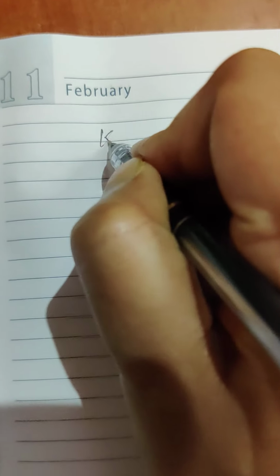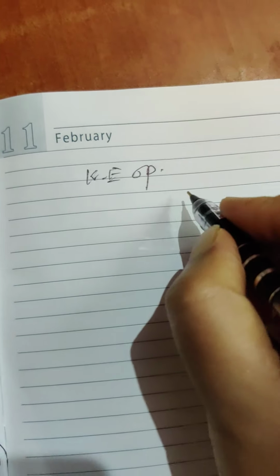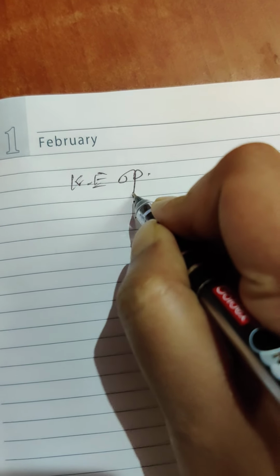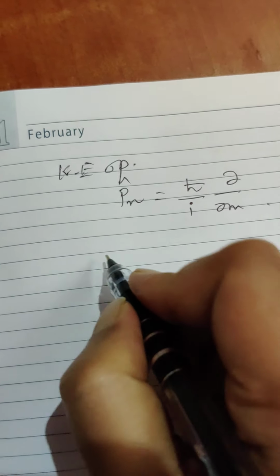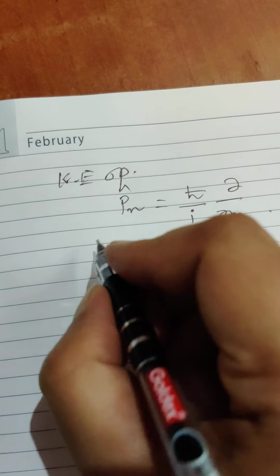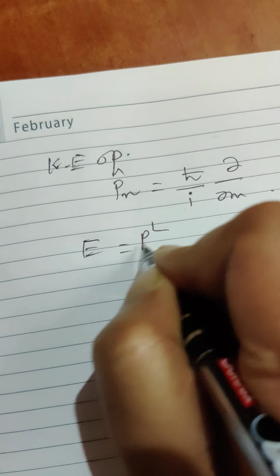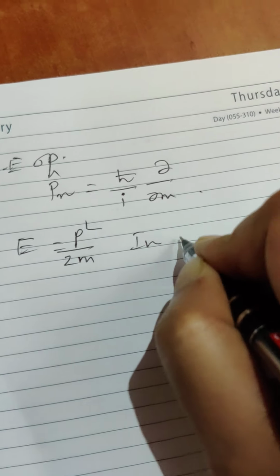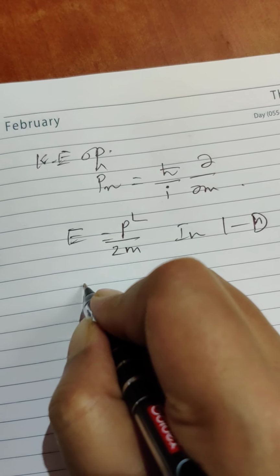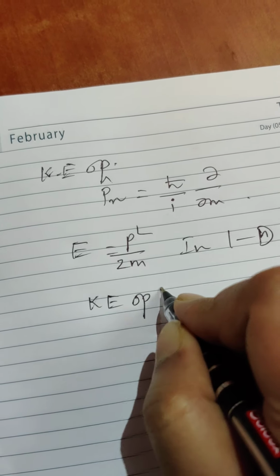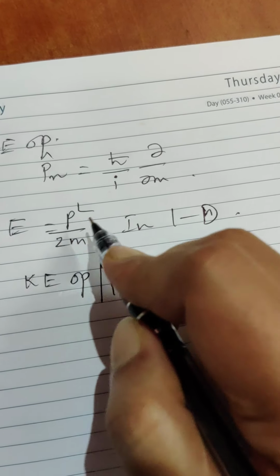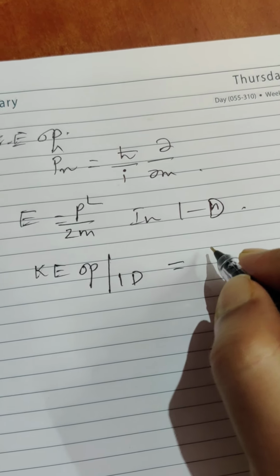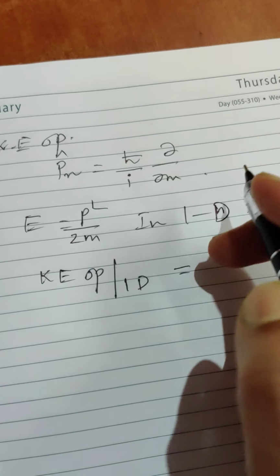Now if we want to find the kinetic energy operator, then we know the momentum operator in one dimension is ħ by i ∂/∂x. Now the kinetic energy operator, that is equal to what? E equals p squared by 2m. In one dimension, what is the kinetic energy operator? That is p squared, so here p squared by 2m, where p's value is given in one dimension.